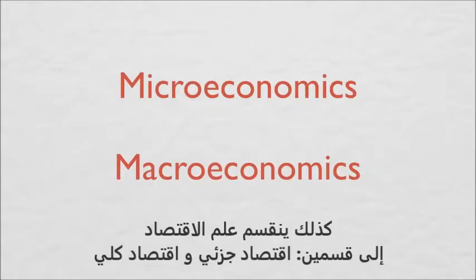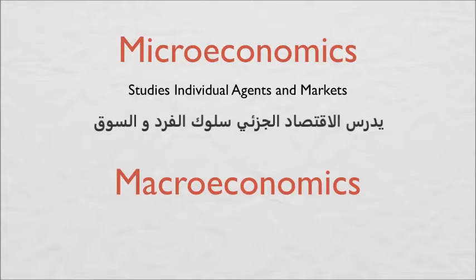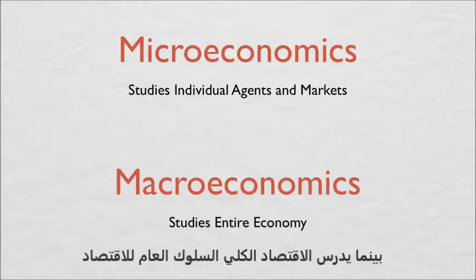Economics is also divided into microeconomics and macroeconomics. Microeconomics studies the behavior of individual agents and markets, while macroeconomics studies the behavior of the entire economy.